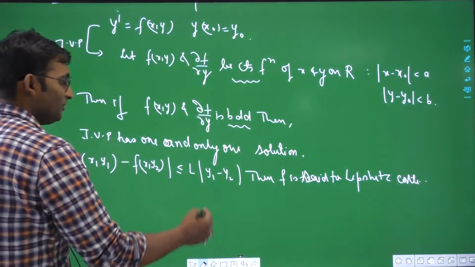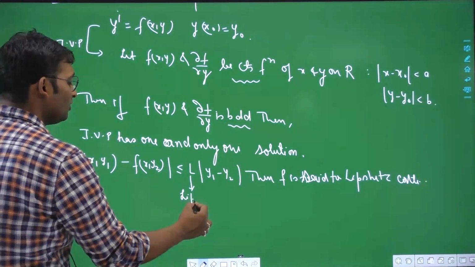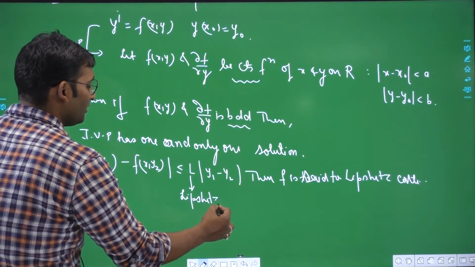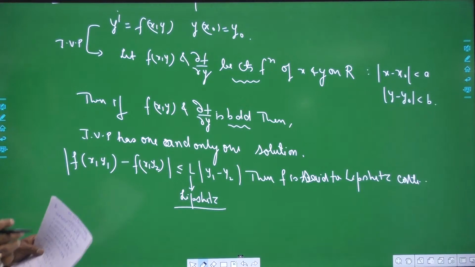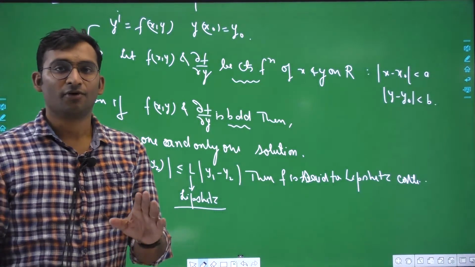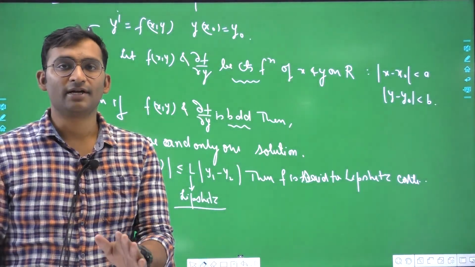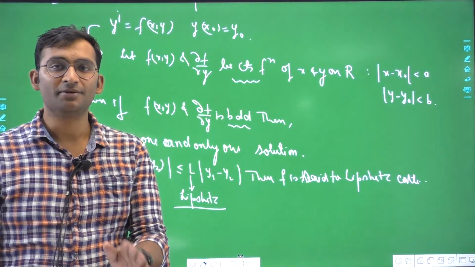Okay, so it is said to be Lipschitz continuous, and this L is said to be the Lipschitz constant. So in order to have an existent and unique solution, that is, if your solution exists and is unique, what do you need? You need your f(x,y) to be bounded and continuous, and you need your del f upon del y to be continuous as well as bounded.